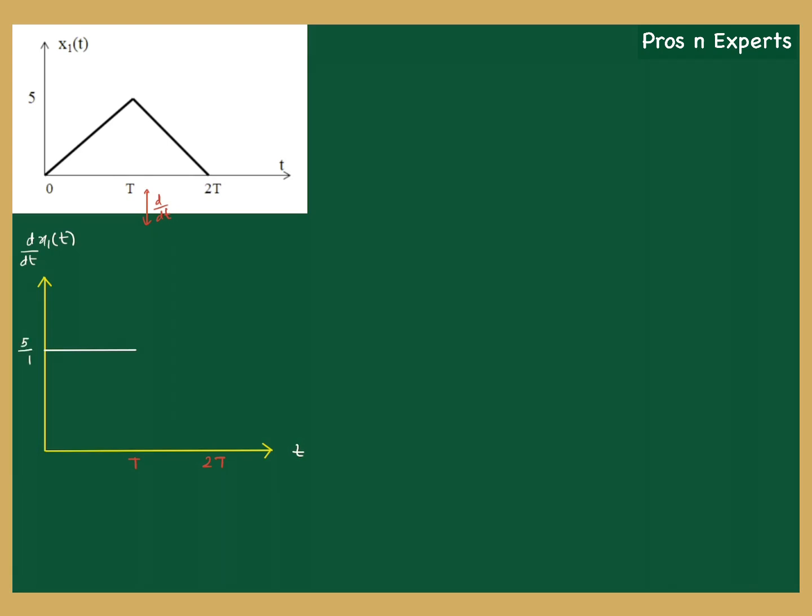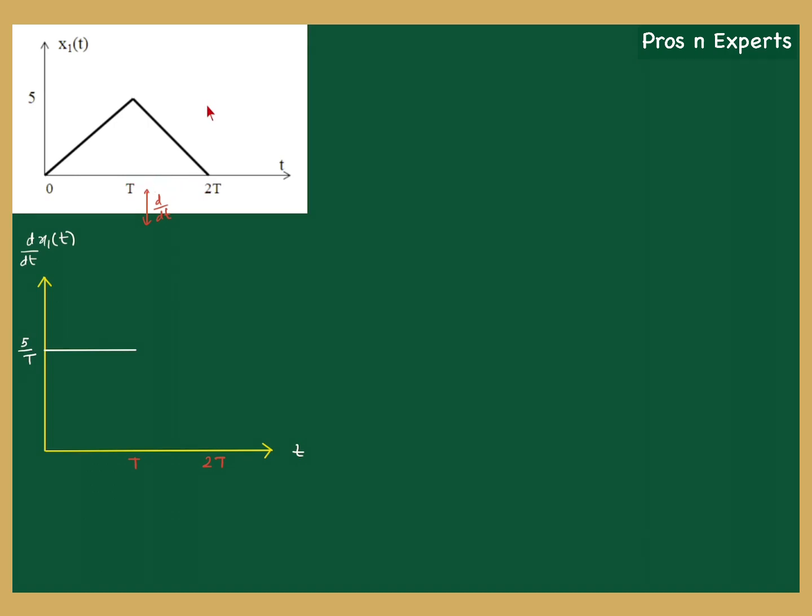So the slope d by dt is 5 by t. Now, what is the slope between t and 2t? This is the graph. The signal starts from 5 volt and ends at 0 volt. So what is delta y? Delta y is 0 minus 5, which is minus 5, and delta t is 2t minus t, which is t.